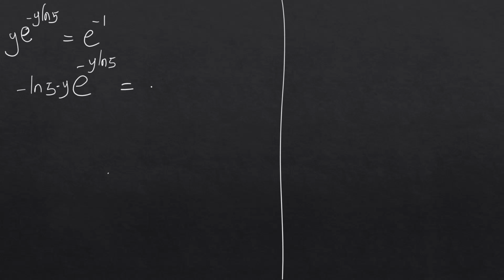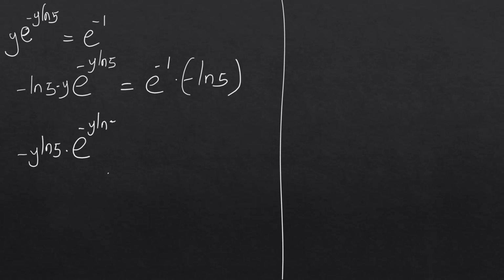Are you seeing what I'm looking for? e raised to power minus 1 times minus ln 5. So I'm multiplying by minus ln 5 on both sides. So that simply means I'm going to have minus y ln 5 times e raised to power minus y ln 5. Because remember, multiplication is commutative, so this y can be moved to the front, which is the best form of writing a logarithmic function. So this is going to be equal to e raised to power minus 1 times minus ln 5. So at this point, I have got to one special function.